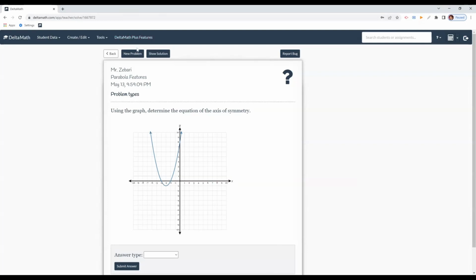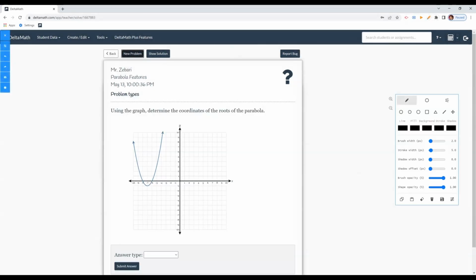So let's go. The first thing we're gonna work with are going to be roots. It says using this graph, determine the coordinates of the roots of the parabola. So this is our parabola right here, this blue U shape. That's a parabola. When it's asking for roots, it's basically asking you where does the parabola intersect the x-axis, or in other words, when does y equal 0?